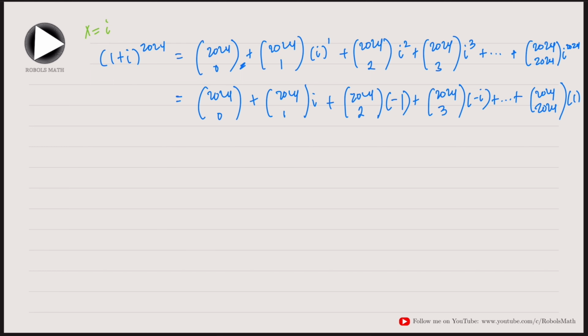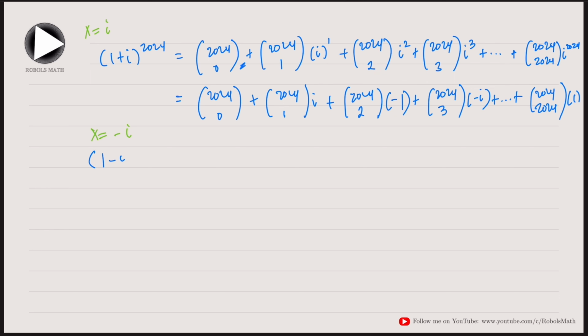But we have not yet resolved the problem that we will have no terms involving odd indices. We still have these terms. To resolve this, what we will do is we will evaluate another expression at x equals -i this time.